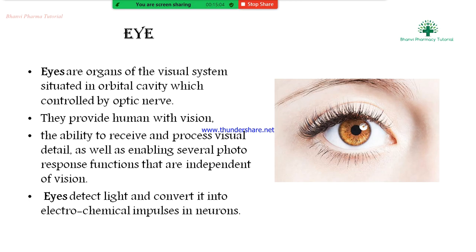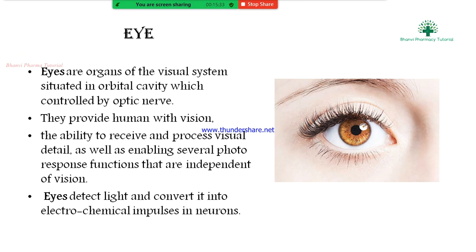They provide humans with vision, the ability to receive and process visual details, as well as enabling several photoresponse functions that are independent of vision. It is one of the most important organs for visualizing.